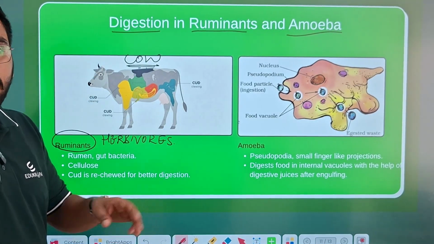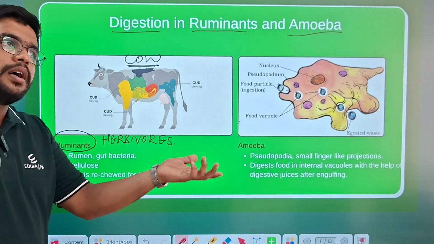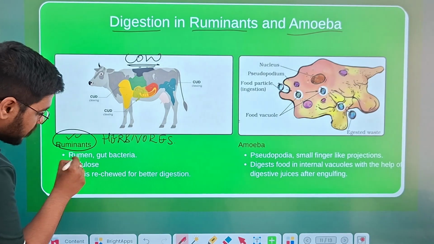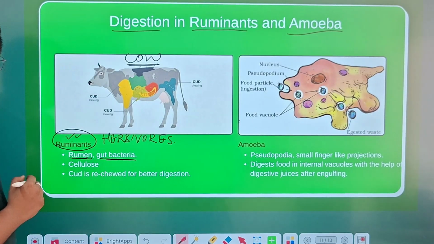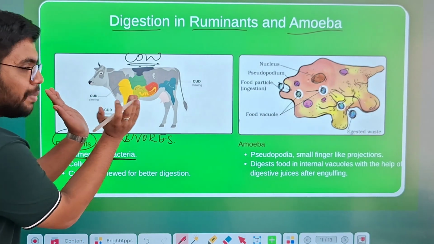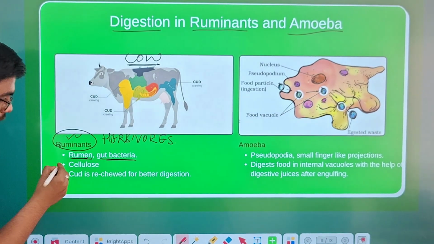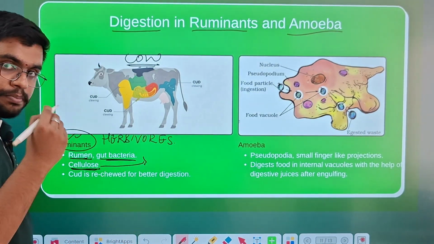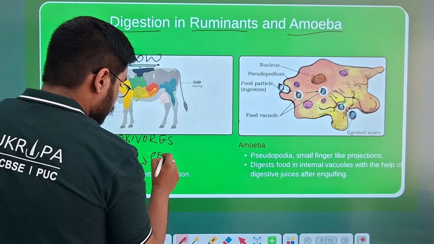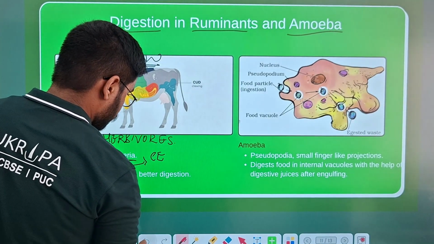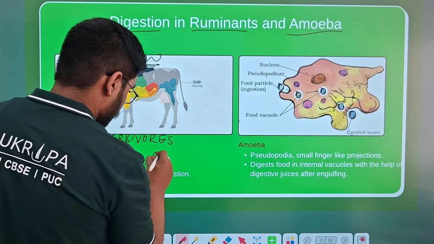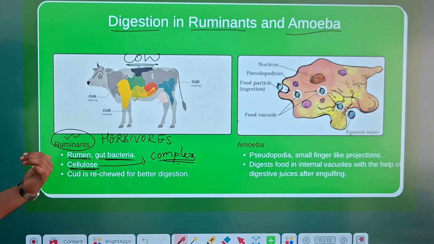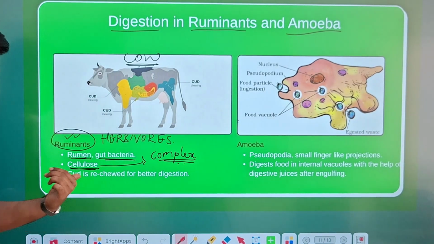Herbivores are animals which feed on grass and other vegetables, other leafy things. Herbivores are usually called ruminants. Why? Because they have a special gut bacteria called rumen. Rumen is a special kind of gut bacteria present particularly in herbivores. There is a very complex carbohydrate present in plants which is called cellulose. This rumen helps in the digestion of this cellulose.